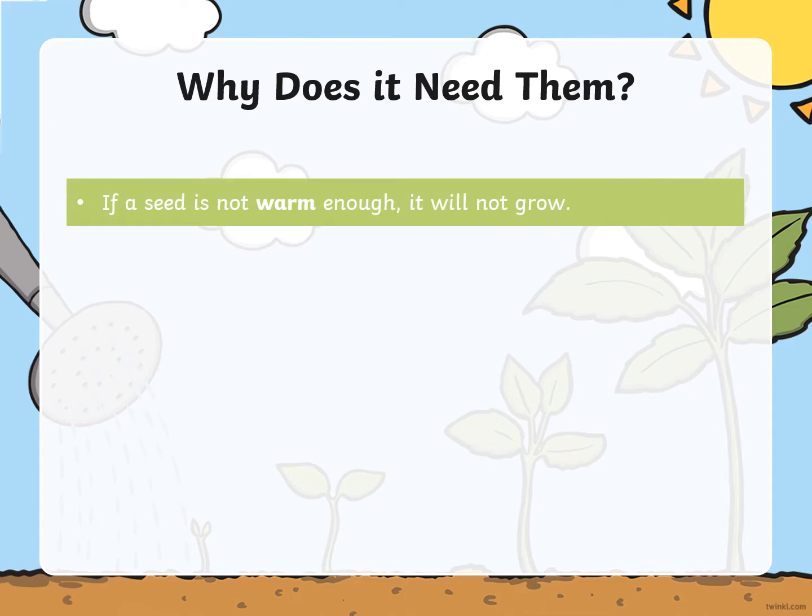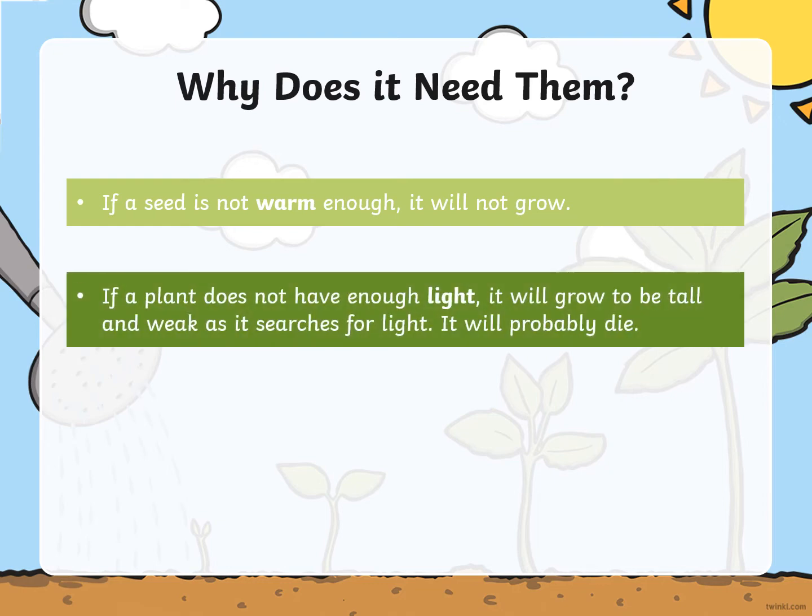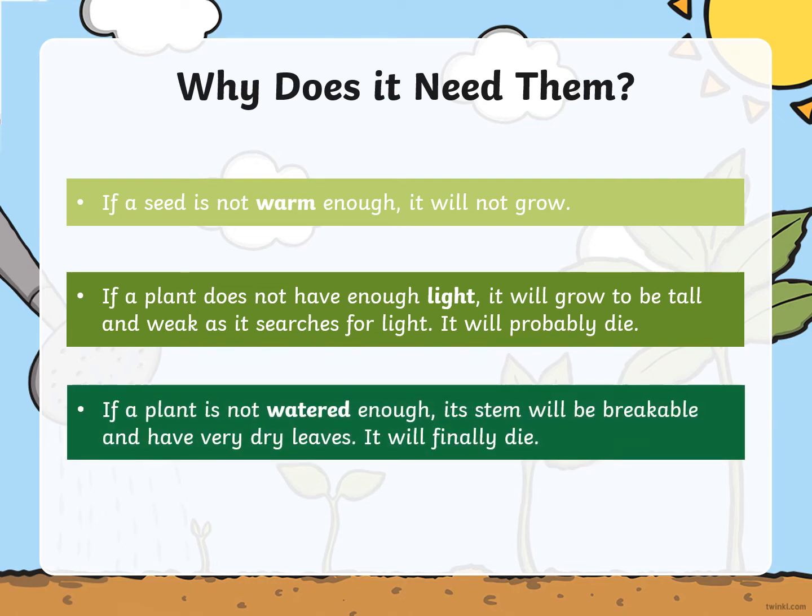If a seed is not warm enough, it will not grow because the seed gets its heat from the sunlight. And if a plant does not have enough light, it will grow to be tall and weak. As it searches for light, it will probably die. And remember students, if a plant is not watered enough, its stem will be breakable and have very dry leaves. It will finally die. That's why sunlight and water are very important to grow a healthy plant.